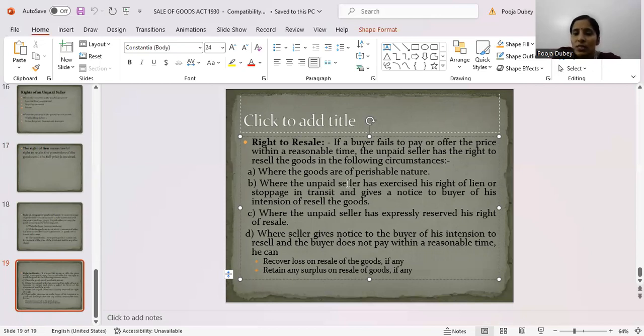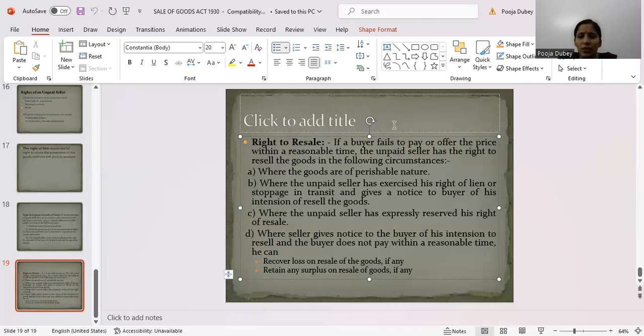So in that case, what you can see, where the goods are perishable in nature, kharab hone wala saman hai, you have a right to resell. You should not take it that I cannot sell. Yes, you can resell. Where the unpaid seller has exercised its right of lien and stoppage in transit and gives a notice to the buyer with the intention to resell, stop and inform the buyer, you can take either and I'm going to resell. If the buyer is not coming within a reasonable time, then you can easily resell your goods.